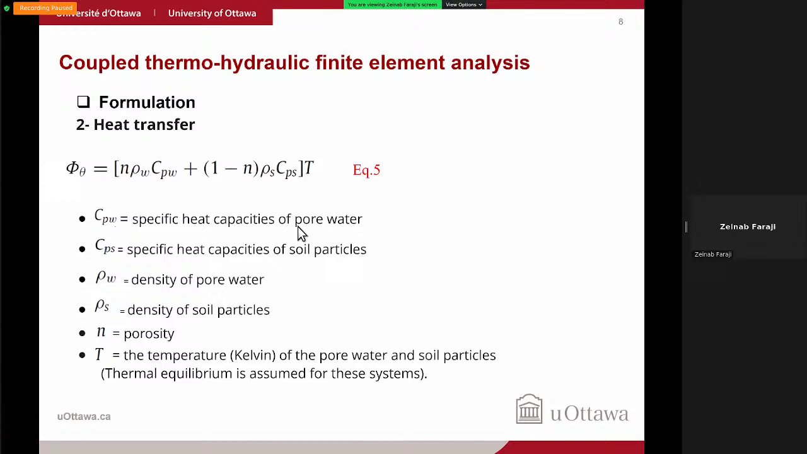Here c_pw and c_ps are the specific heat capacity of pore water and the soil particles, rho_w and rho_s are the density of pore water and the soil particles, n is the porosity, and T is temperature. Thermal equilibrium is assumed for this equation, so that's why there is a single T here, and we don't have a specific T for each different part.